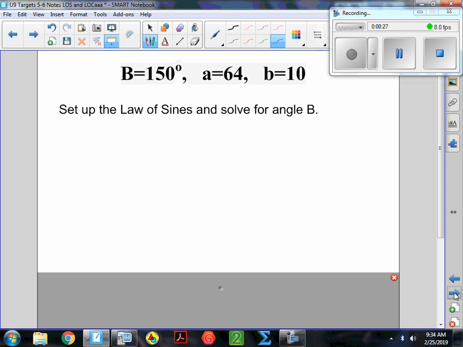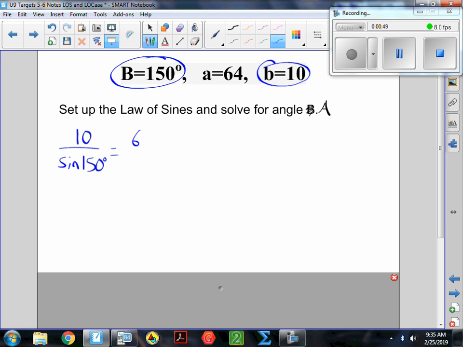All right, so here's a situation like that. Set up the law of sines and solve for angle B. So I'm going to use angle B inside B. I guess I really want to solve for angle A, not angle B. So use angle B inside B and say that 10 divided by sine of 150 degrees is equal to 64 over sine of angle A.